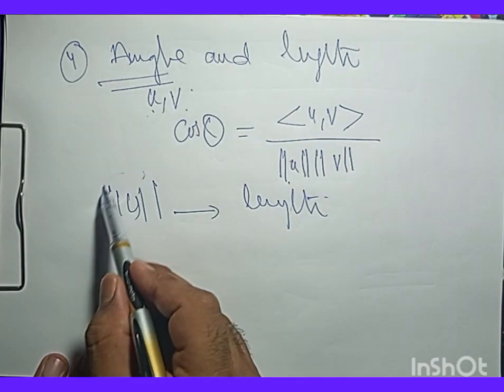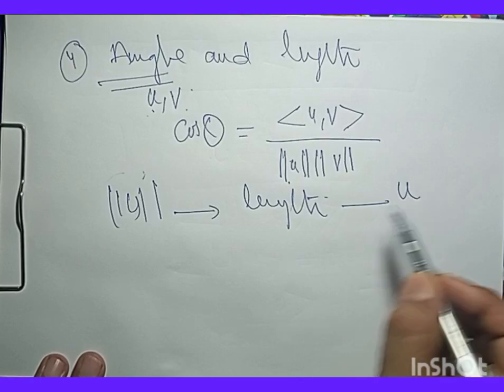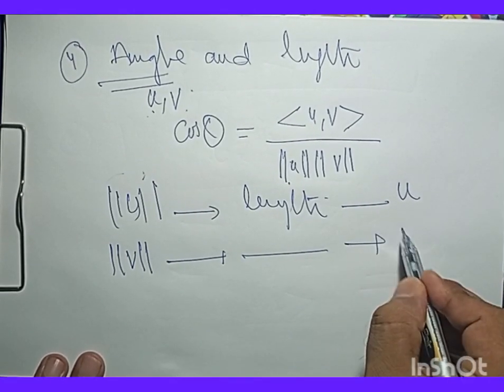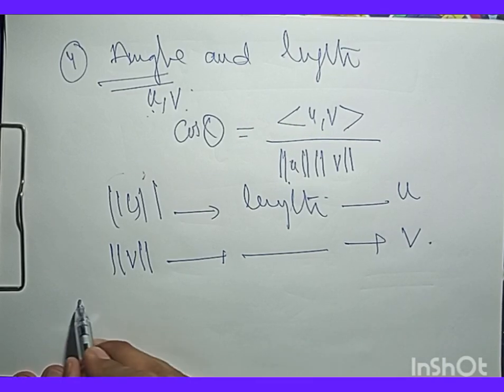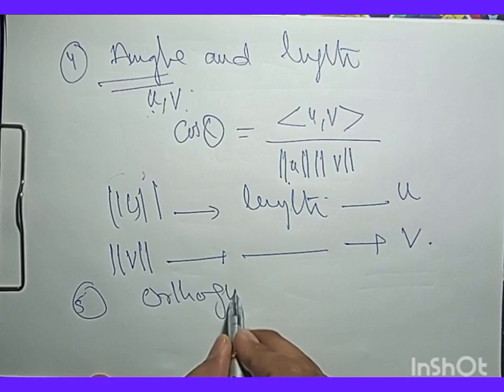So if I take the norm of u, it's giving me the length of the vector u. And if I write down the norm of v, it gives me the length of the vector v. And there is another important property that's called orthogonality.